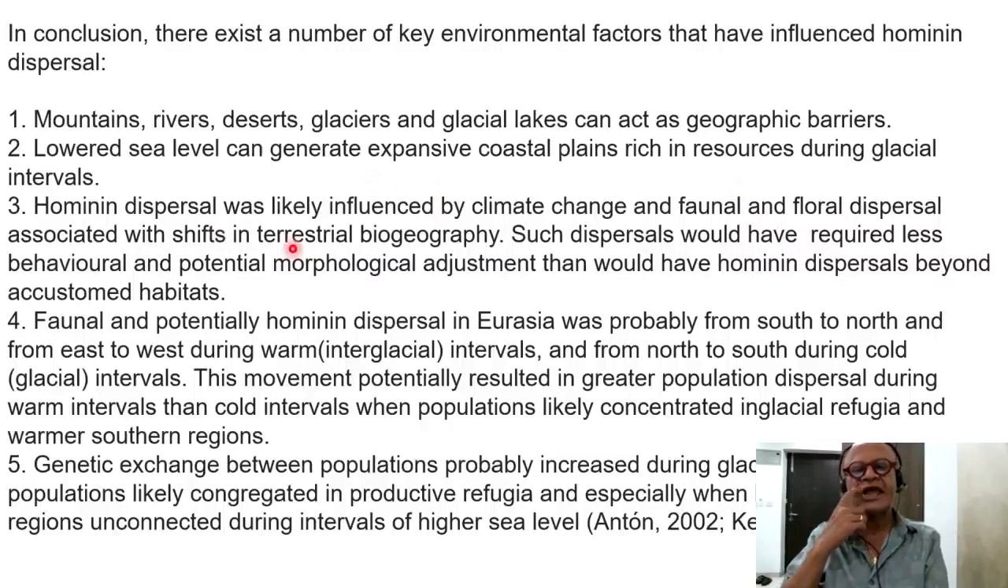Hominin dispersal was likely influenced by climate change and faunal and floral dispersal associated with shifts in terrestrial biogeography, like coastal plains rich in resources. Such dispersals would have required less behavioral and potential morphological adjustment than would have hominin dispersals beyond accustomed habitats. So this is claiming something that we have to think a bit more about, because we have said it's not clear whether behavioral changes are related to brain changes or genetic changes.